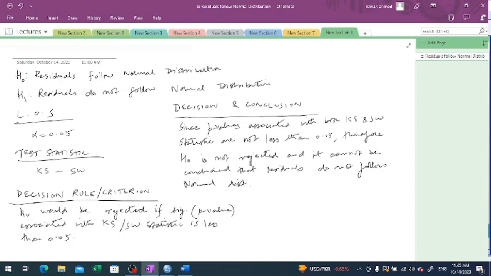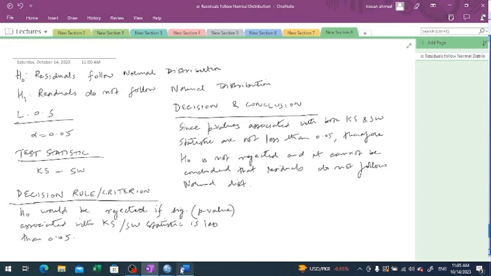We need to write down the decision and conclusion in the context of what we are testing. So, what I have written down, significance or p-values are not less than 0.05, therefore H naught is not rejected and it cannot be concluded, and the entire statement of H1 I have copied over here. This is how we perform this particular test.